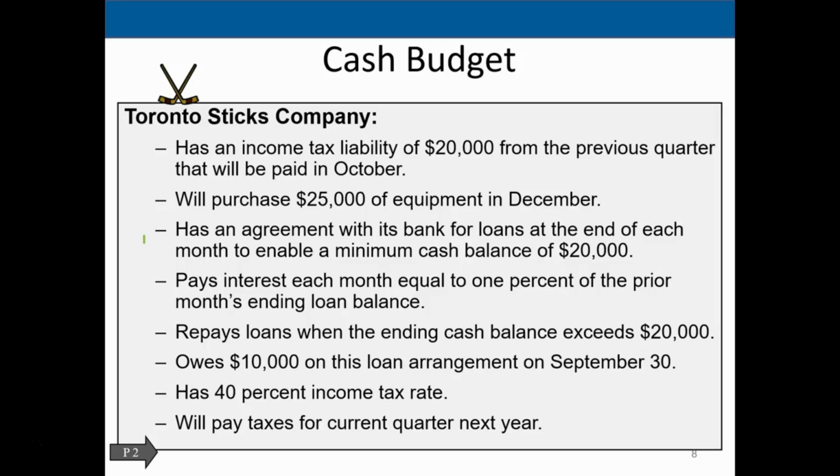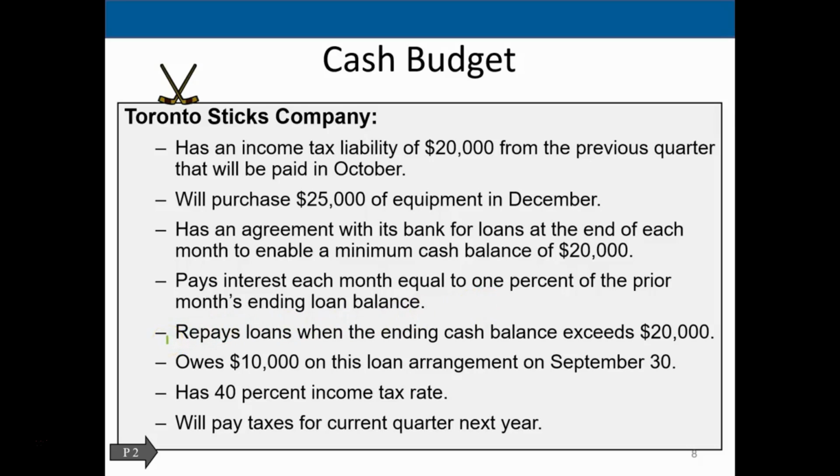Has an agreement with the bank for loans at the end of each month to enable a minimum cash balance of $20,000. $20,000 is our cushion, so we might want to do that on our personal accounts as well and say, hey, I want to have this minimum amount in case there's an emergency, and if I go over that amount, then maybe I should put that cash somewhere else, such as an investment for personal cash, maybe for a company, put it out as dividends or pay off a loan or something of that nature. So pays interest each month equal to 1% of the prior month's ending loan balance. So in order to keep us at $20,000, if we go below that, we're going to take out some small loan and therefore pay interest on it, in this case at a rate of 1%.